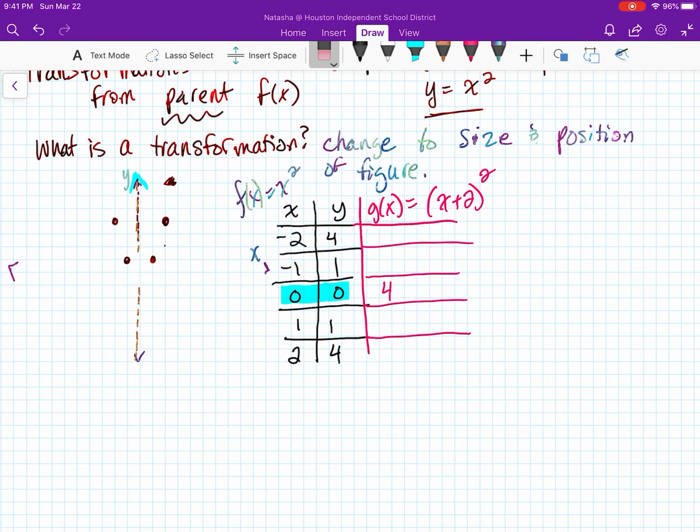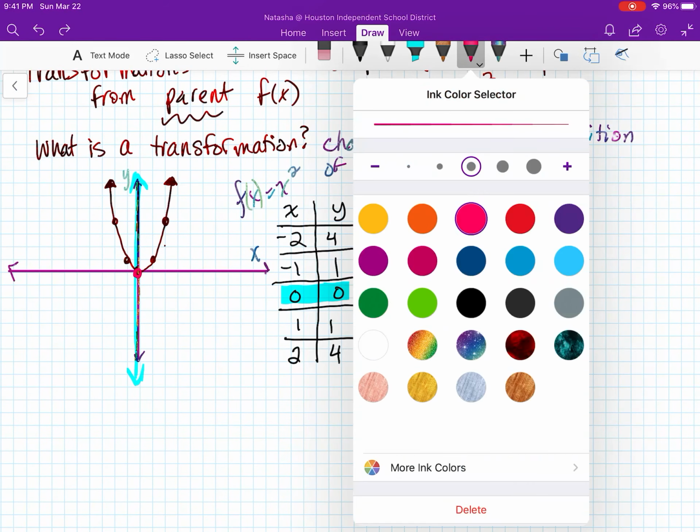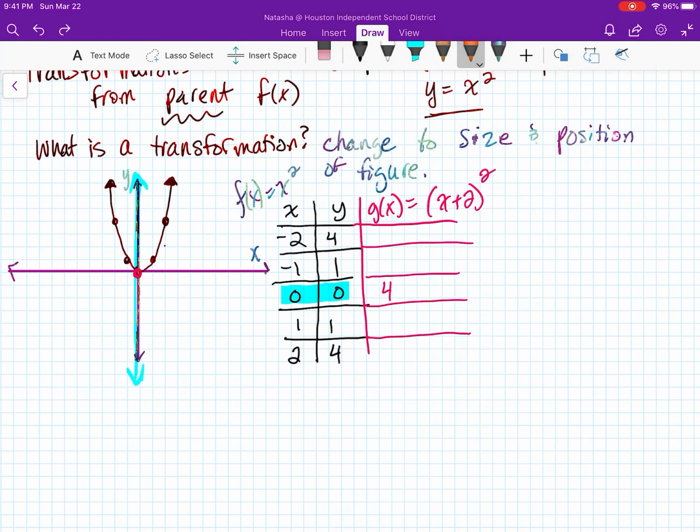Let me see, that's not going to let me do it. So I'm going to have to use a different color. The other colors won't work very well. Let me do orange. Orange is good. So I'm going to go to 0 and 1, 2, 3, 4. Okay, so I've got (0, 4).